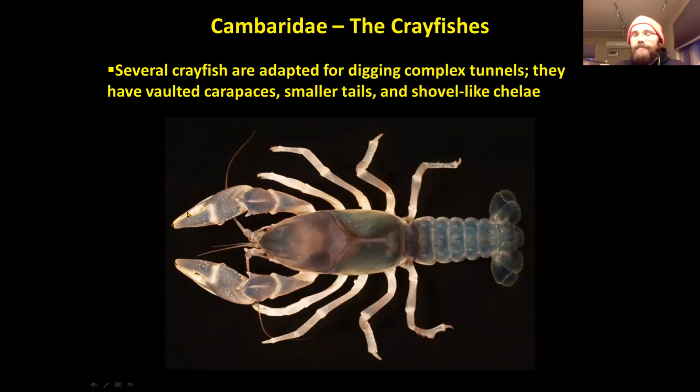And then their chelae are going to be shaped like little shovels, or as one lab mate likes to describe, scoopies. So they're able to scoop up clay and pile it out in front of the burrows that they're making.